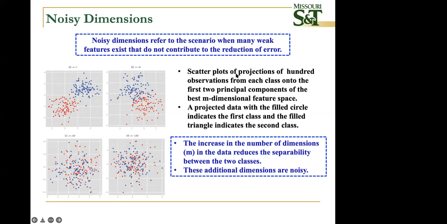Scatter plots are projections of 100 observations from each class onto the first two principal components of the feature space. The projected data with the filled circle indicates the first class, and the filled triangle indicates the second class. But eventually they actually overlap. The number of dimensions M in the data reduces the separability between the two classes.